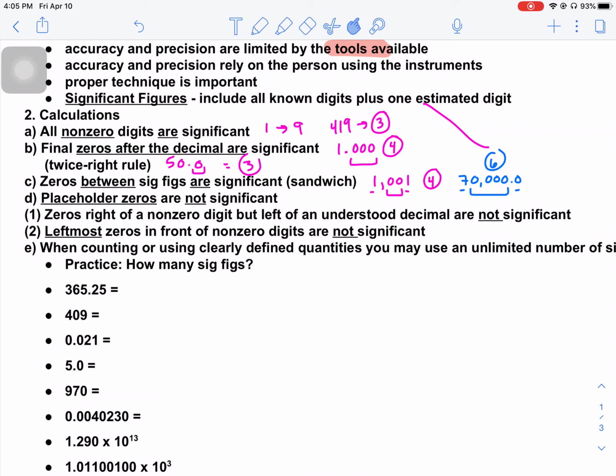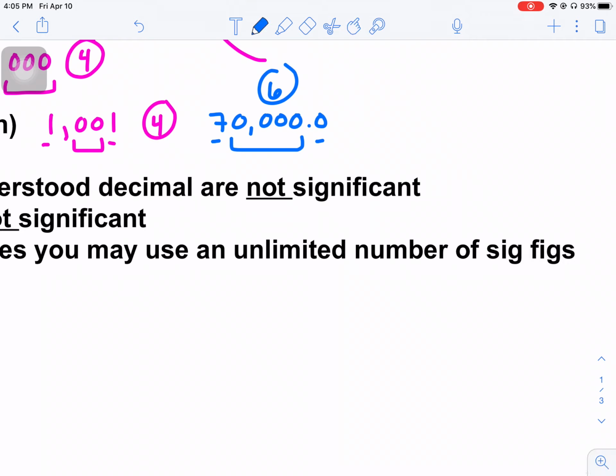Placeholder zeros are not significant. So placeholder rule 1: zeros right of a non-zero digit but left of an understood decimal are not significant, okay? So what does that mean? Let's look at the number 70, okay?